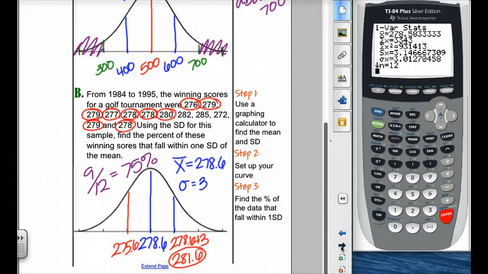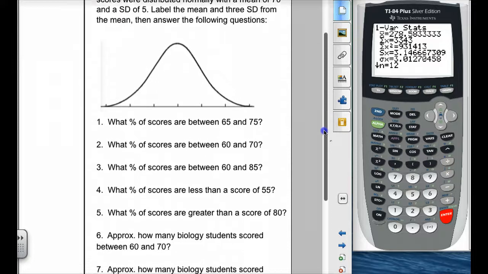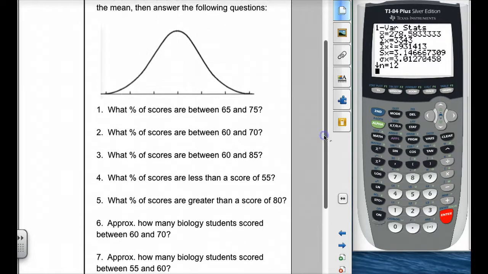What I need you to do right now, I realize we've only done 2 examples, but I have here that 2,000 freshmen at the U of M took a biology test. The scores were distributed normally, so I'm telling you it's normal distribution, with a mean of 70 and a standard deviation of 5. So I want you to label the mean and 3 standard deviations from the mean on the graph I've given you, and then answer the following questions. And you should be able to gather that mean that you know it's a normal distribution. Please enter your answers for these questions, these 7 questions, into Edpuzzle, and bring your questions with you to class tomorrow.